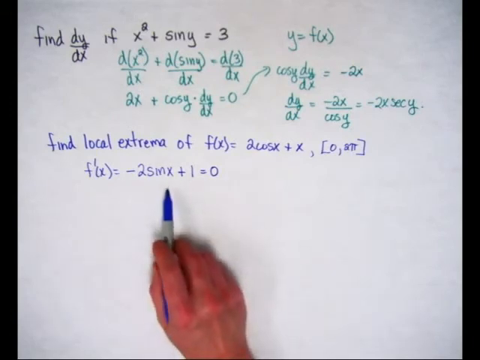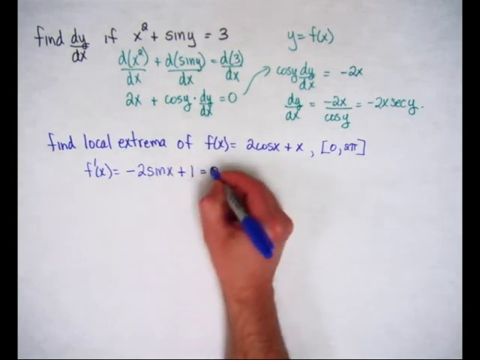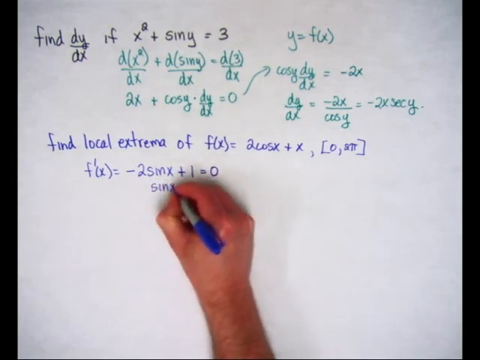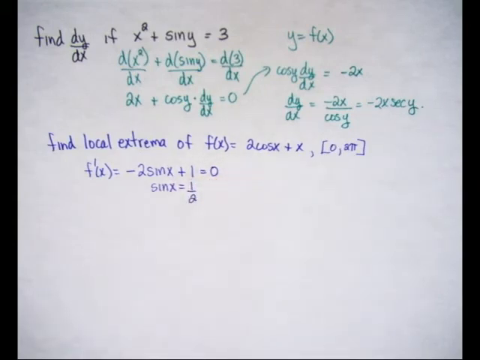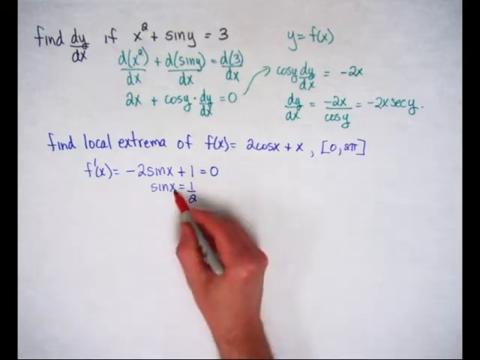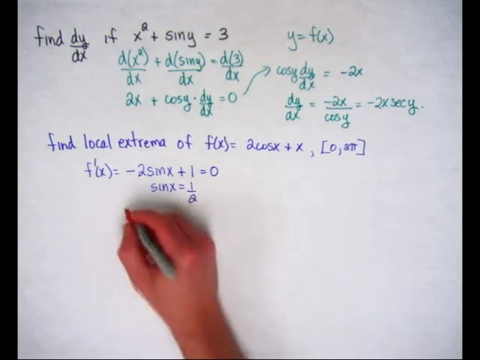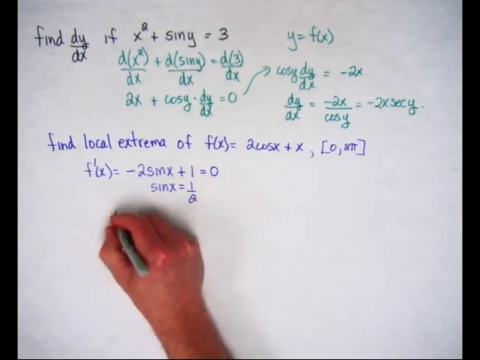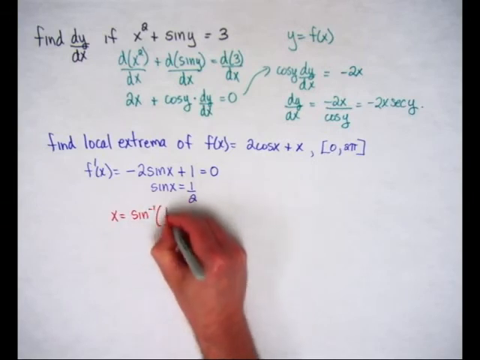Now this derivative is never undefined. There are no restrictions on the domain of x, but we can set it equal to 0. So we can move the 1, divide by negative 2, and we get sine x equals 1/2. At this point you have to know how to solve a trig equation. To solve a trig equation, what you need to do is isolate the x. You can't divide by sine. This sine is not being multiplied. It's a function. So you have to do what's called the inverse sine. So x is going to be inverse sine of 1/2.